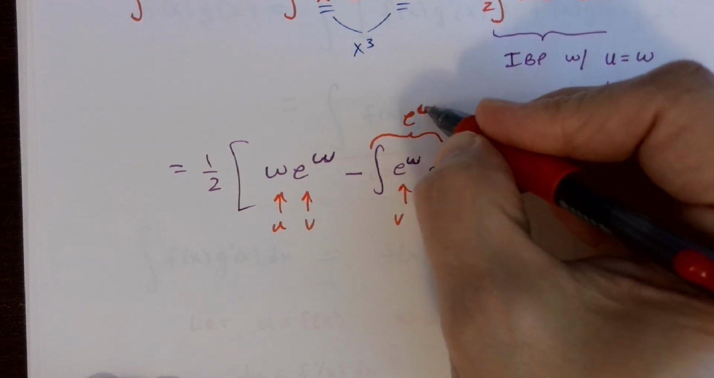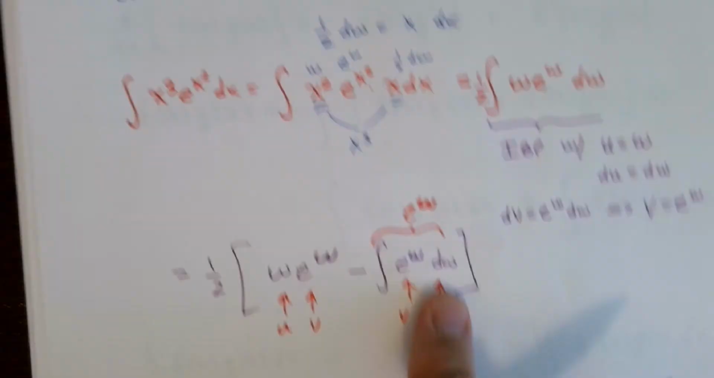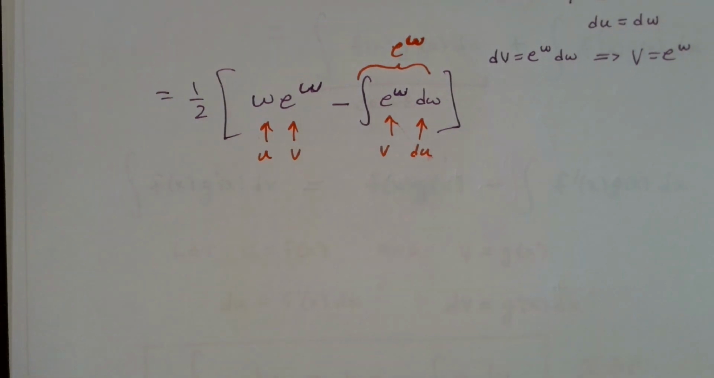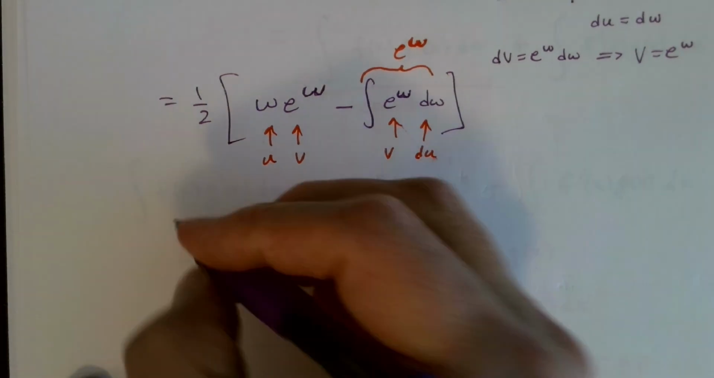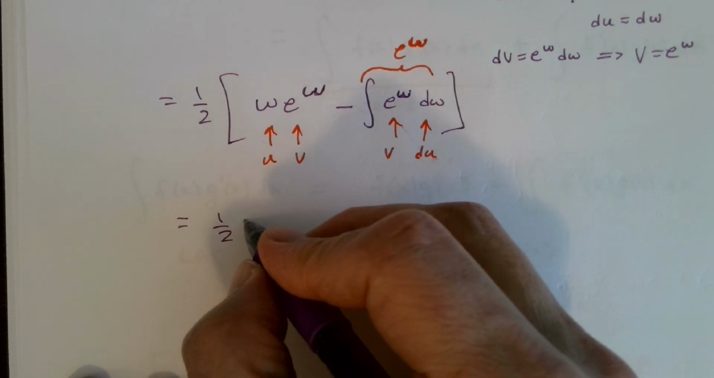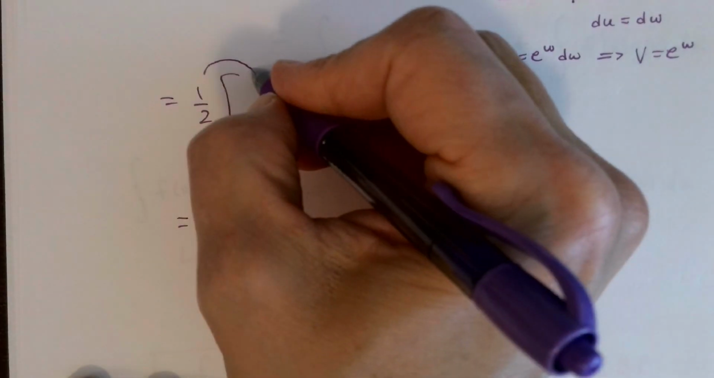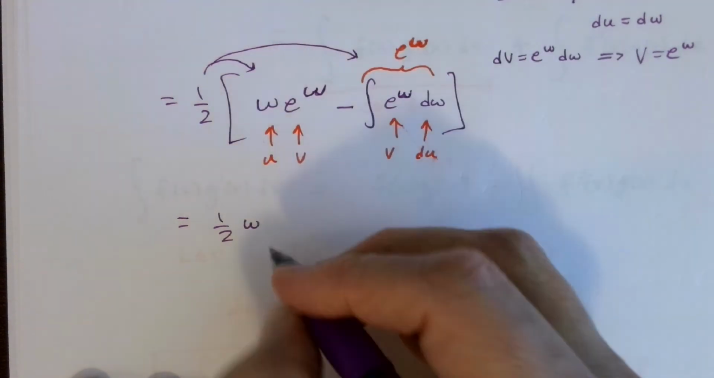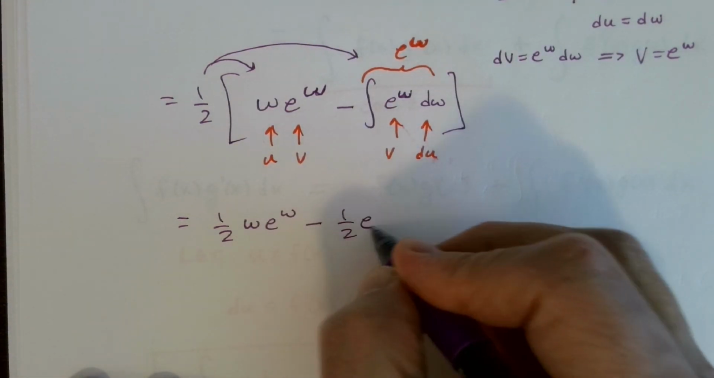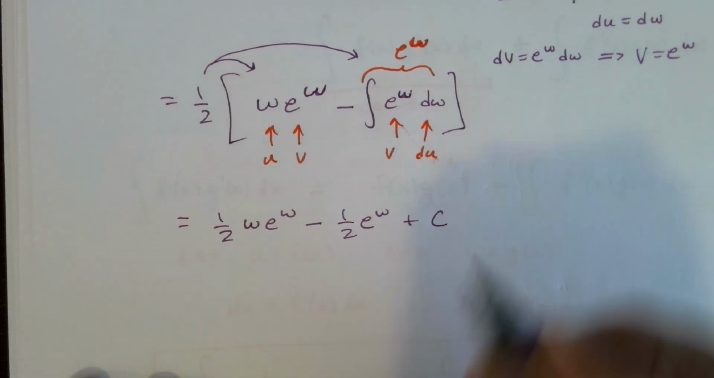So by choosing w to be that x squared right up here, we got rid of the problem of trying to find the antiderivative of e to the x squared, which we could not do. But e to the w we can do. And so what am I left with? I got 1/2. Let's distribute that 1/2 through. 1/2 w e to the w minus 1/2 e to the w plus c.